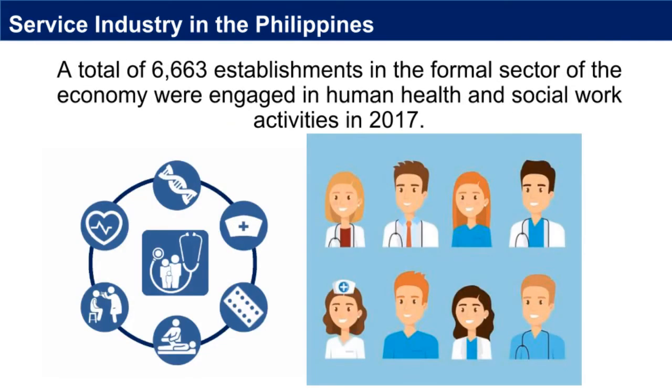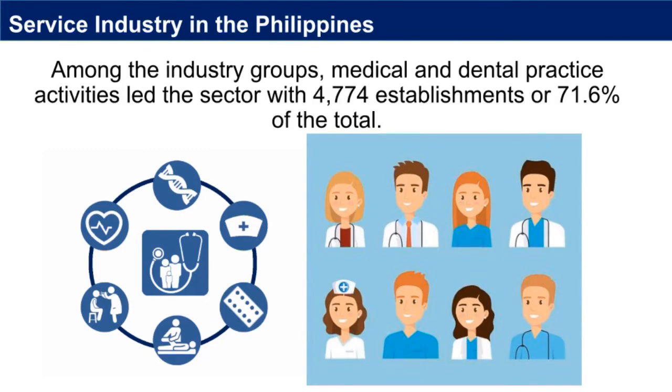A total of 6,663 establishments in the formal sector of the economy were engaged in human health and social work activities in 2017. This reflects a decrease of 18.4% from the 8,170 establishments reported in 2016. Among the industry groups, medical and dental practice activities led the sector with 4,774 establishments or 71.6% of the total. This was followed by hospital activities with 1,112 establishments and other social work activities without accommodation with 421 establishments.